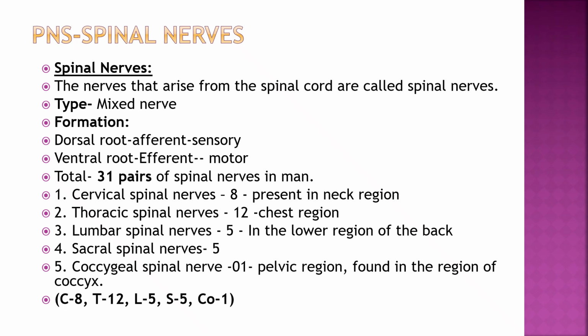First, cervical, they are 8 in number, present in the neck region. Second, thoracic spinal nerves, 12 in number, present in the chest region. Third, lumbar spinal nerves, 5 in number, present in the back region. Fourth, sacral spinal nerves, 5 in number, lower back region. Fifth, coccygeal spinal nerve, 1 in number, found in the pelvic region, in the region of the coccyx. So total C8, T12, L5, S5, CO1, total 31 pairs of the spinal nerves.